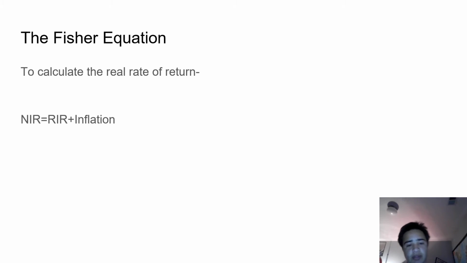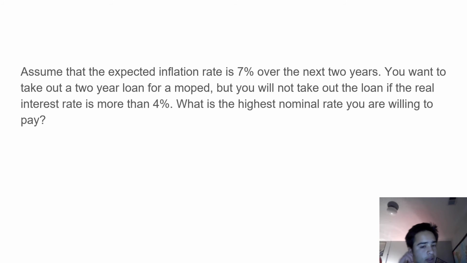So let's learn about the Fisher equation to calculate the real rate of return. It's really simple. Nominal interest rate is equal to real interest rate plus inflation. Okay, so why do we have to know this?